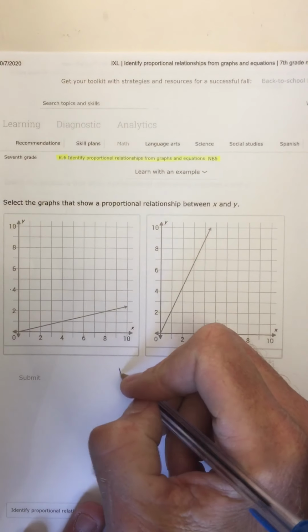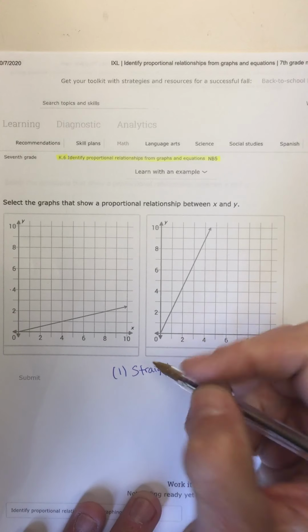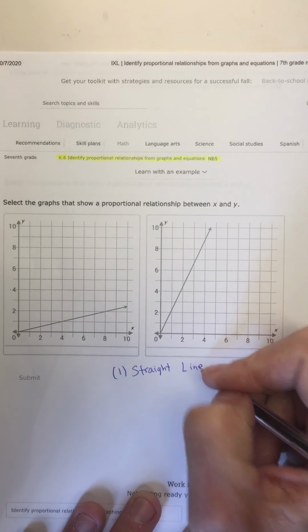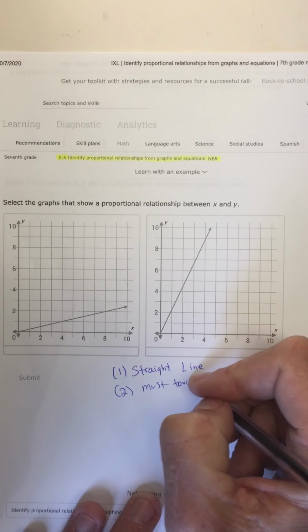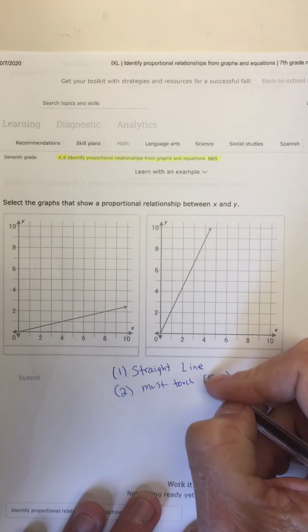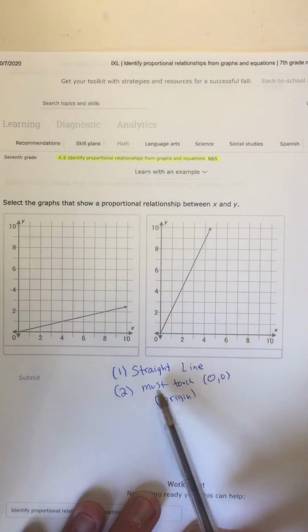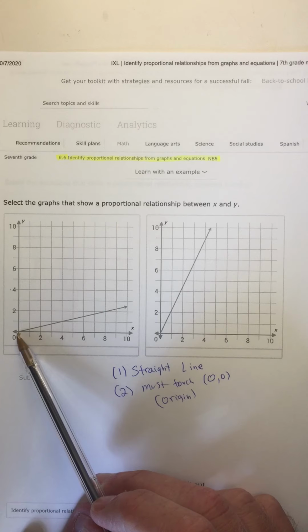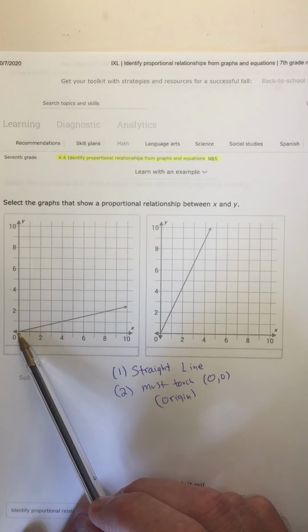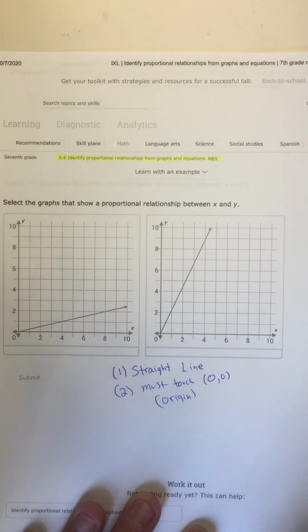So again, there's two parts to determine if a graph is proportional. One, it has to be a straight line, and two, it must touch 0, 0, which we also call the origin. So let's look at these. This first graph is certainly a straight line. I see that it's a straight line, and it does appear to touch the origin, or 0, 0. So certainly, yes, that one is a proportional relationship between x and y.